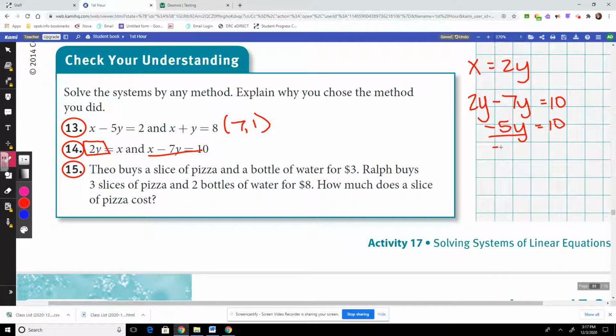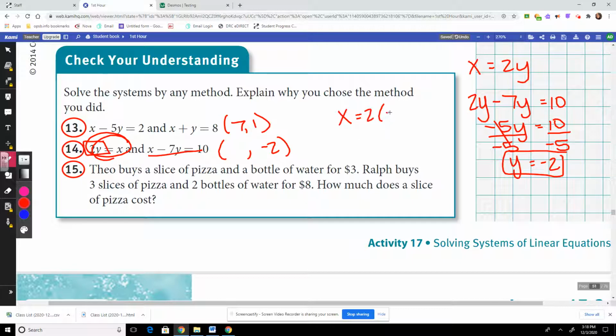Divide both sides by negative 5, and I get that y equals negative 2. So y is negative 2. Well, how can I solve for x? Well, x is 2 times y. x is 2 times whatever y is. So x is going to be equal to negative 4.